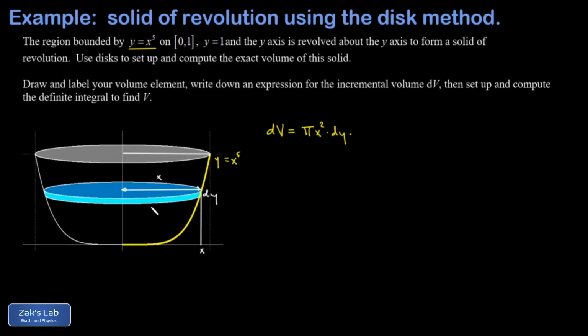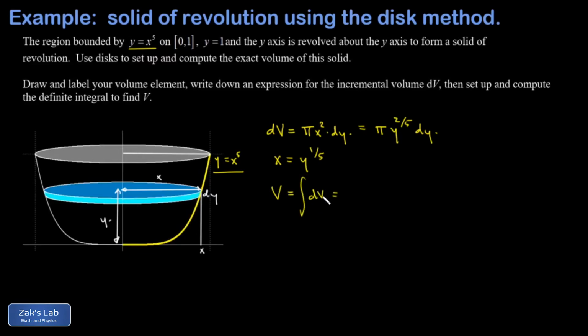So the key to this is to figure out the y value corresponding to that x value. And the relationship there is given by the equation of the curve. y is equal to x to the fifth, and that means x is equal to y to the 1/5. So dV can be rewritten as pi times y to the 1/5 all squared, that's y to the 2/5, times dy.